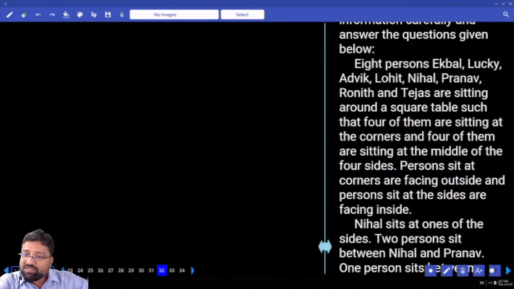Eight persons: Iqbal, Lucky, Advik, Lohit, Nihal, Pranav, Ronit and Tejas. The first letters are repeating for only 2 persons. One is Lohit and the other one is Lucky. Sitting on a square table, 4 of them are sitting at the corners and 4 of them are sitting in the middle of the sides. Each person who sits at the corners is facing outside and the ones who sit at the sides are facing inside.